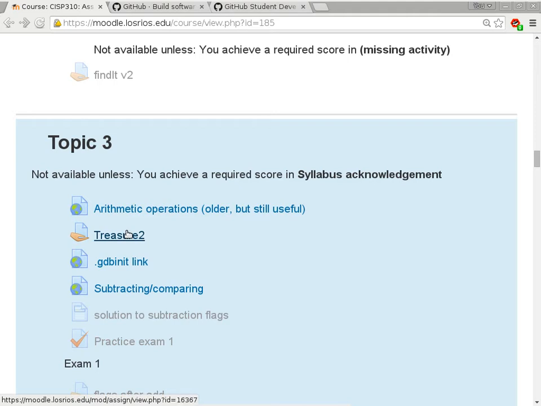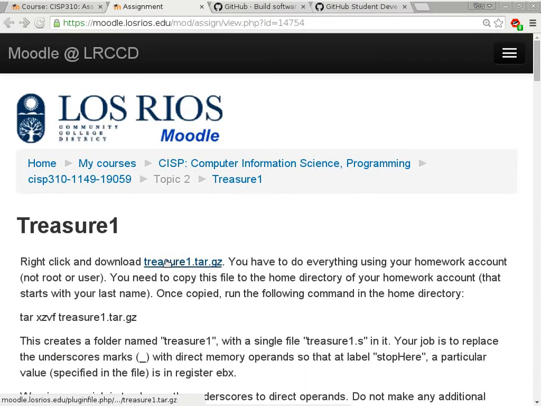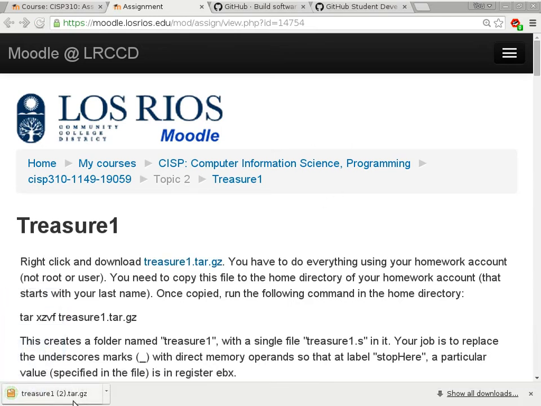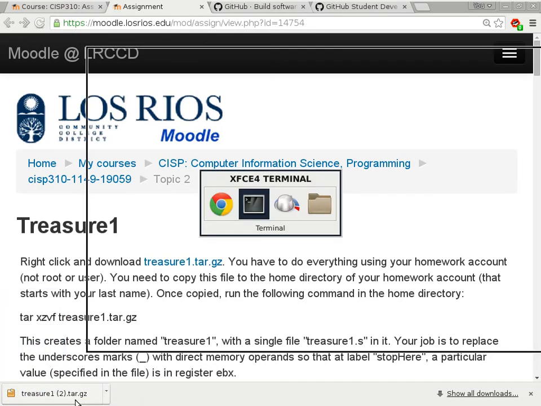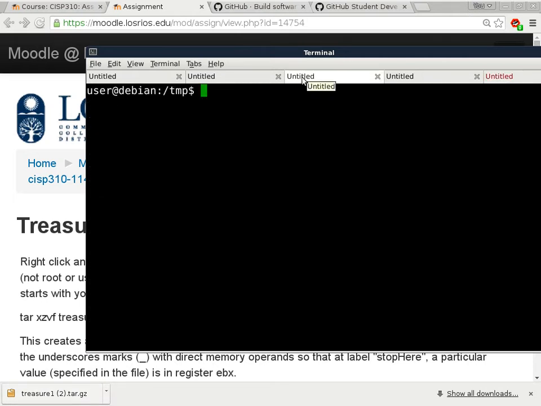So during lab time for today, we have something to do in the lab. So let's take a look at Treasure 1 first. We'll go ahead and finish the solution of Treasure 1 first. So I'm going to download it. This is like the third time I downloaded it. That's why it has a suffix of 2 in parentheses.